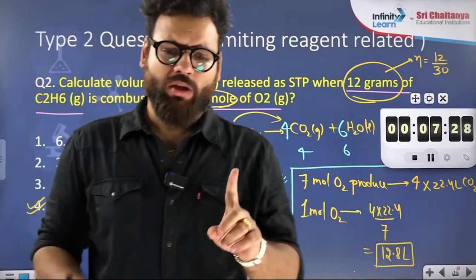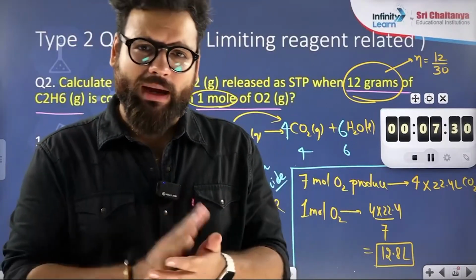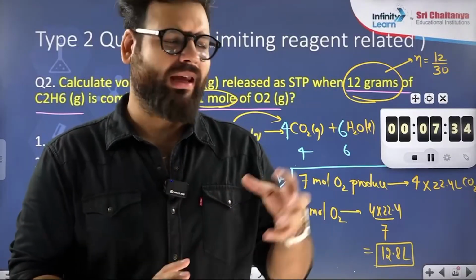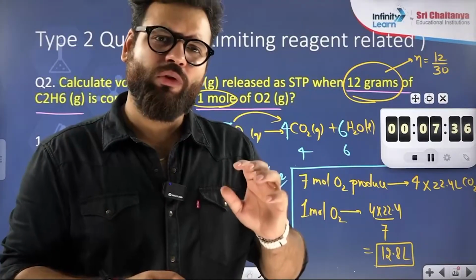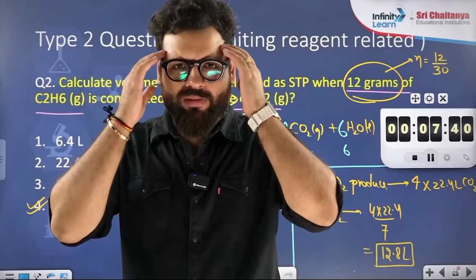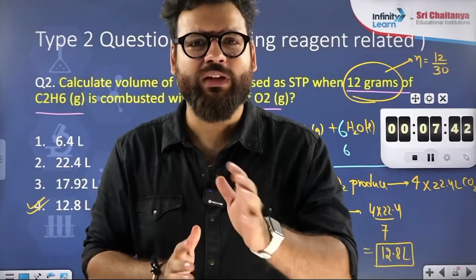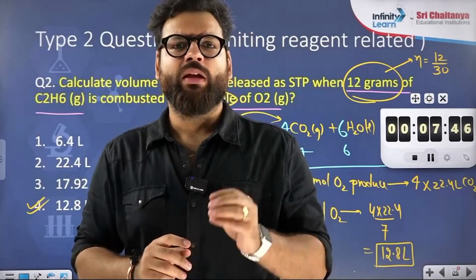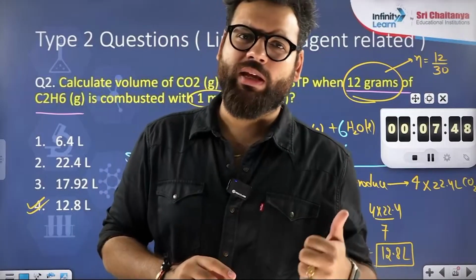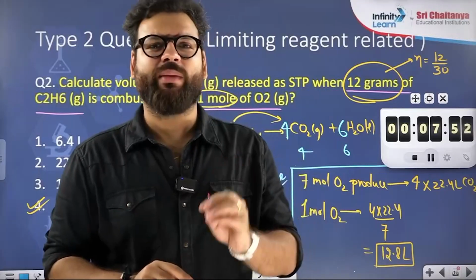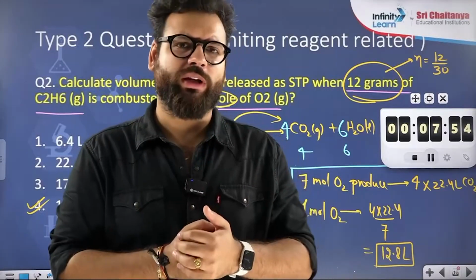When you look at a question and they tell you the amount of all the reactants, A is reacting with B, they give you the amount of A also, they give you the amount of B also, your brain will tell you, I have to find which is finishing first, because that only will decide. Here they have given 12 gram of ethane and 1 mole of oxygen. Both the things are given. So first thing I am checking, given moles by stoichiometry.